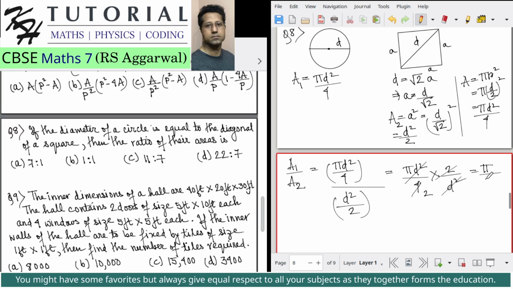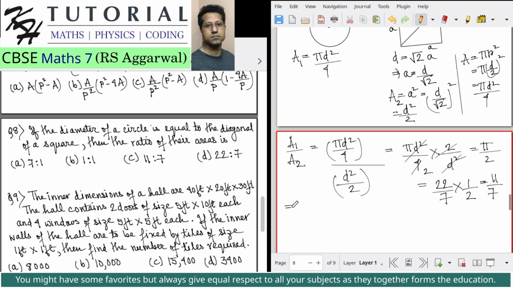by 2. Now pi is 22 by 7, and this is multiplied by 1 by 2. This becomes 11 by 7. So this implies that a1 is to a2 is equal to 11 is to 7. So the correct choice is C. C is the correct choice.